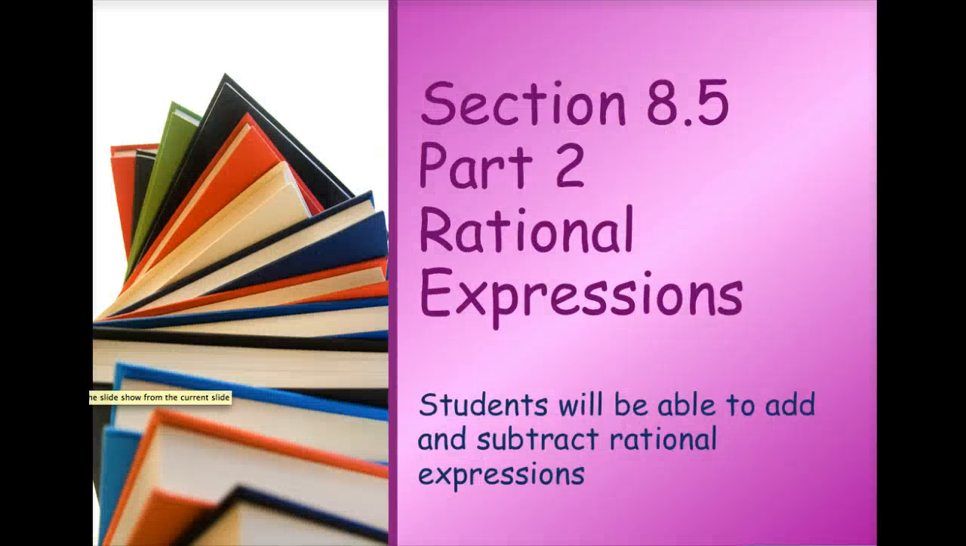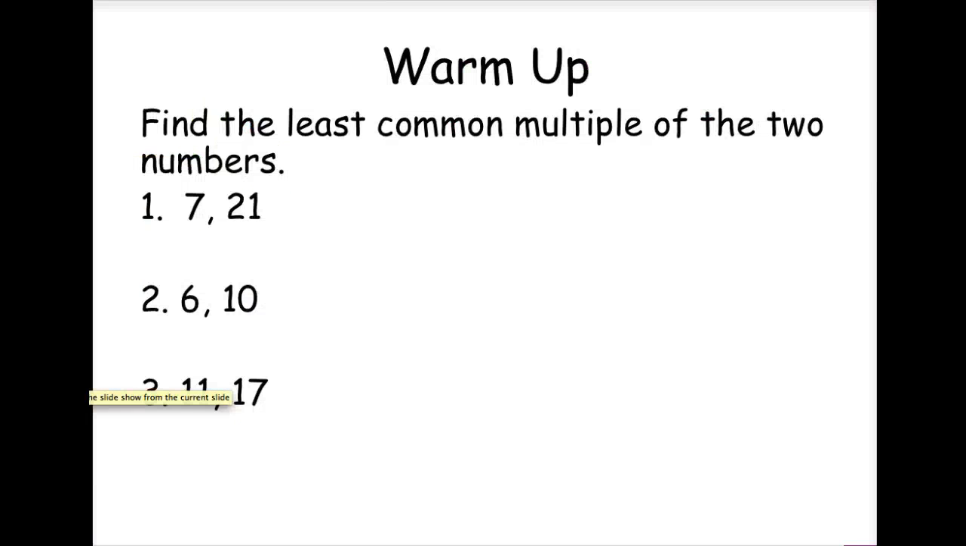We're going to practice a little more with adding and subtracting rational expressions, but we're going to kick it up a notch. First of all, let's do our warm-up. Find the least common multiple of the two numbers. Remember, that's the smallest number that both of these will go into. Pause the video, come up with your LCM, and then start it back up and we'll check your answers.